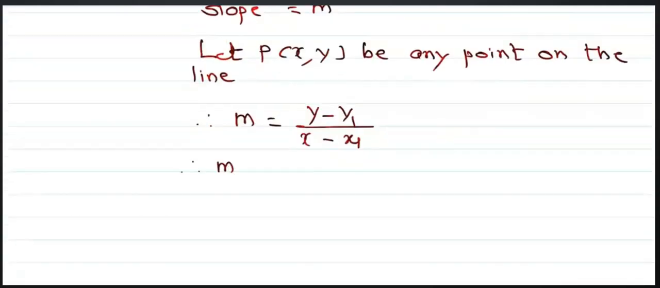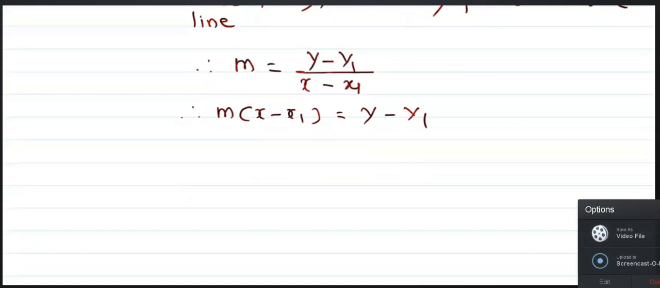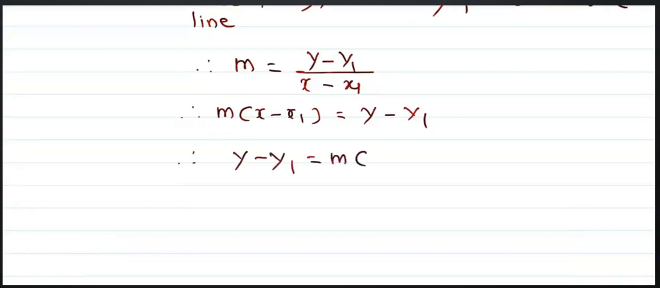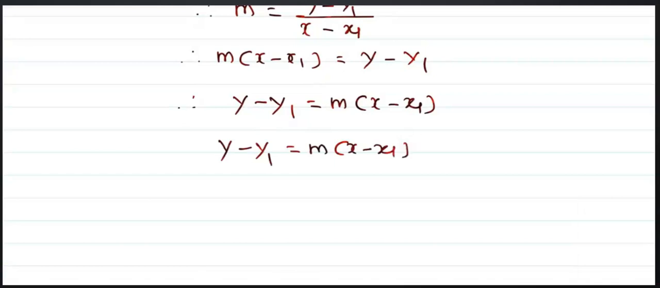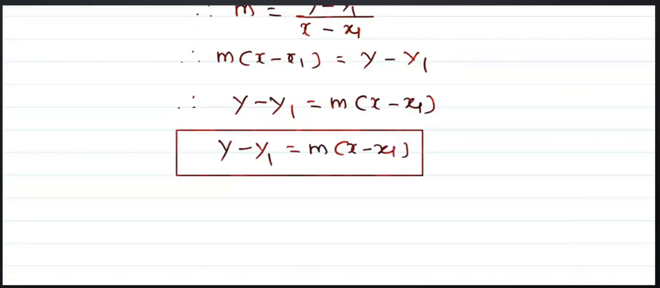m is equal to y minus y1 upon x minus x1. Now simplifying, you will get m in bracket x minus x1 is equal to y minus y1. Therefore y minus y1 is equal to m in bracket x minus x1. This is the equation of the line in the slope point form.